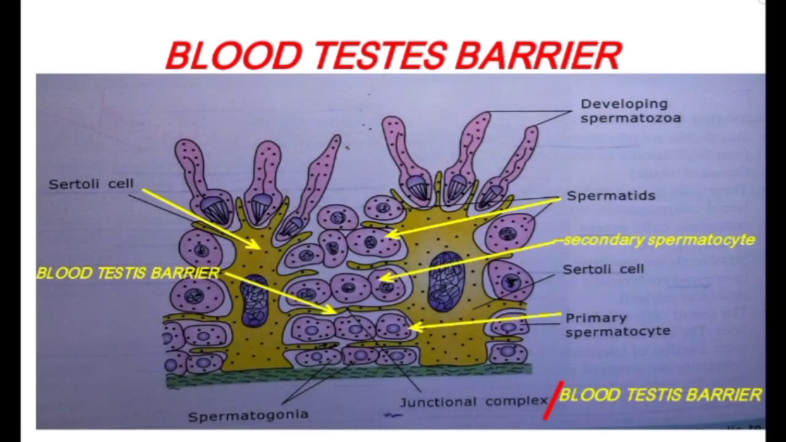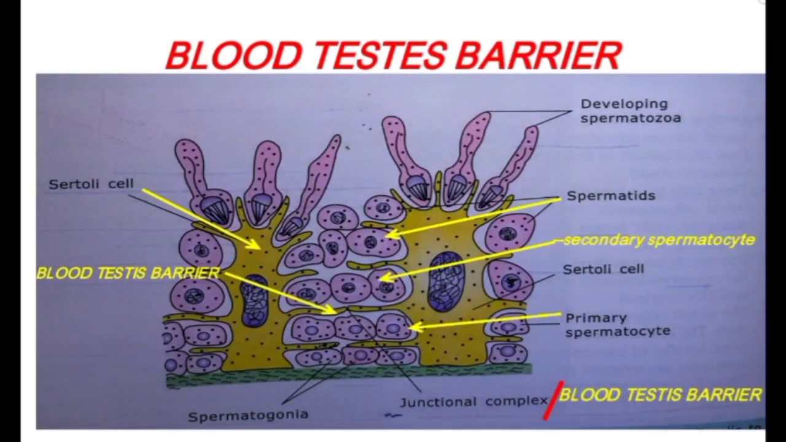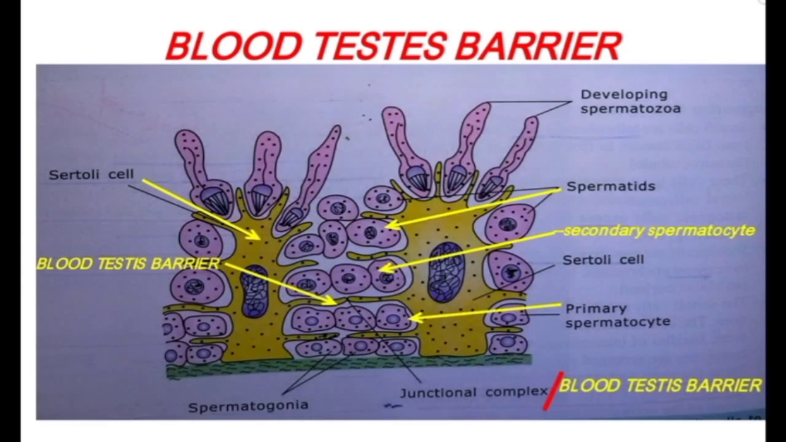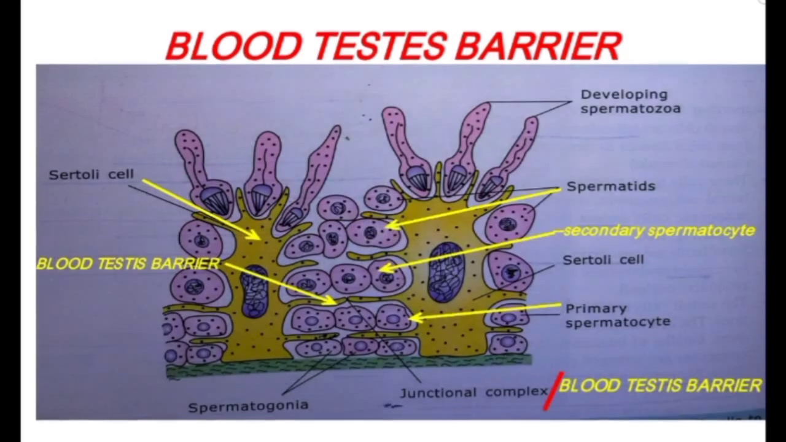This is the basal compartment and this is the adluminal compartment. In the basal compartment you will find the spermatogonia and the primary spermatocytes, while the secondary spermatocytes, the spermatids and spermatozoa, all three varieties of these germ cells, lie in the adluminal compartment, away from the danger of immune attack. So this is the blood testis barrier.